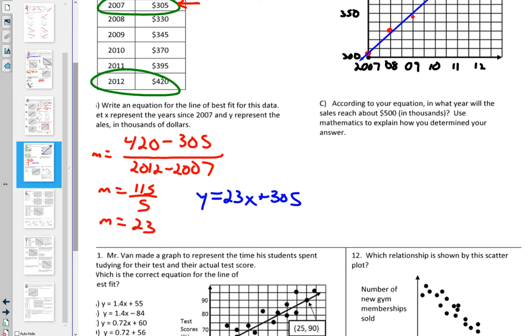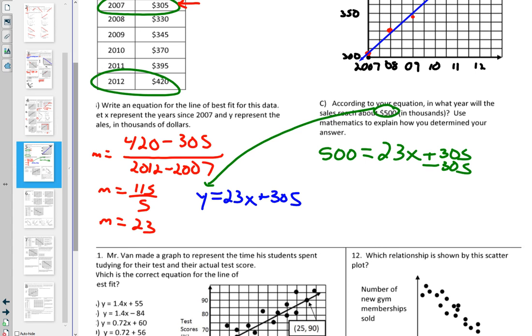And then according to my equation, when would the sales reach about $500 in thousands? And use mathematics to do it. Okay, so now that's just saying to put 500 in for y. So 500 is equal to 23x plus 305. Minus 305, minus 305. 195 is equal to 23x, divided by 23.